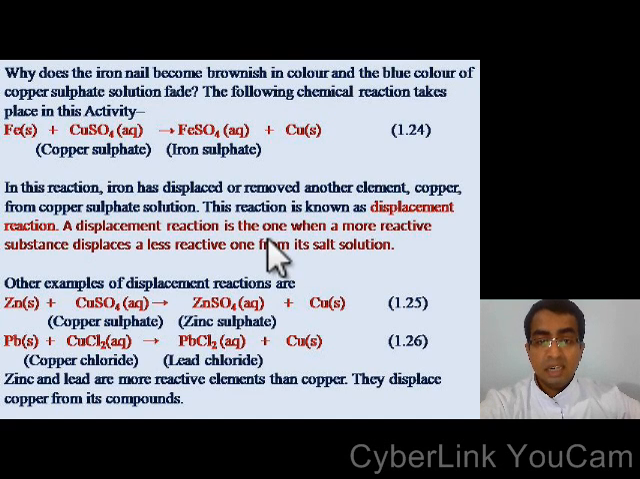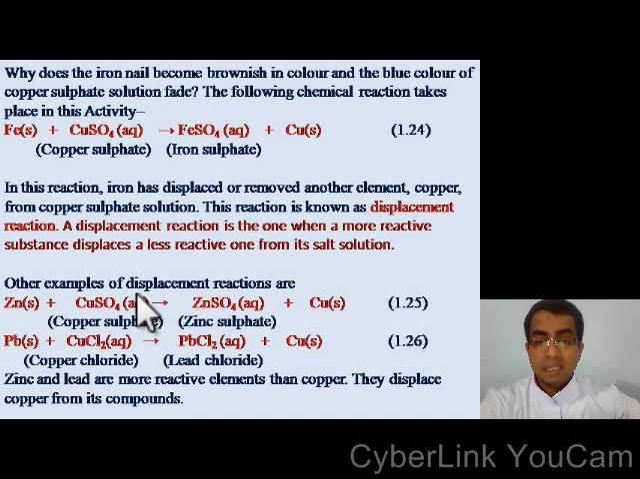So let us define displacement reaction. A displacement reaction is the one when a more reactive substance displaces a less reactive one from its salt solution. Here, iron is more reactive than copper, therefore, iron displaced copper from copper sulfate solution.